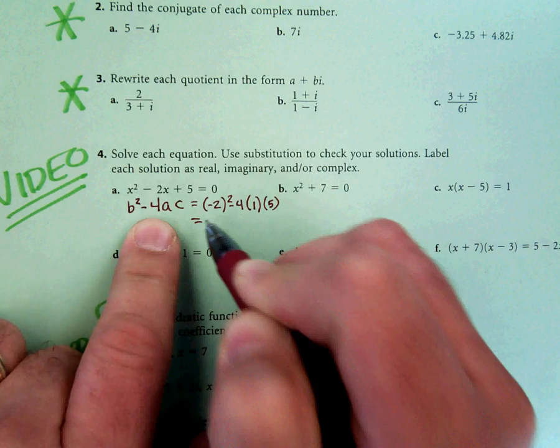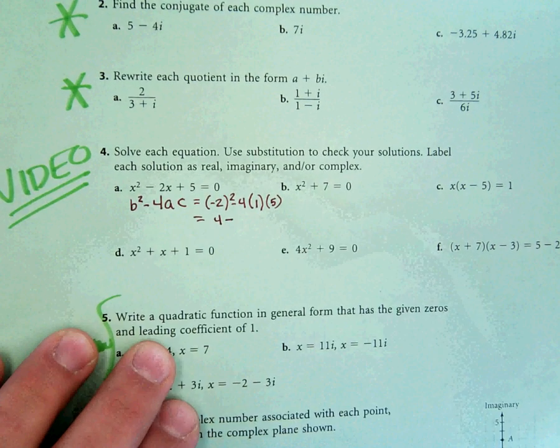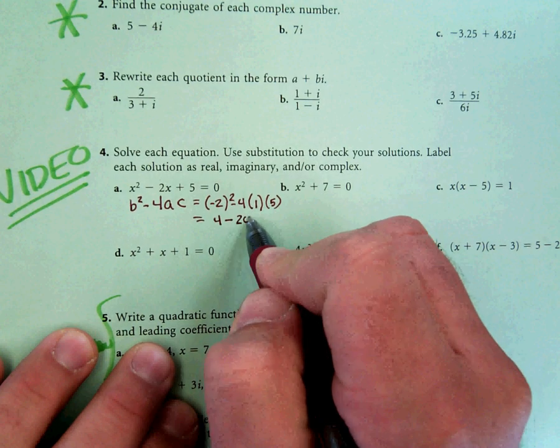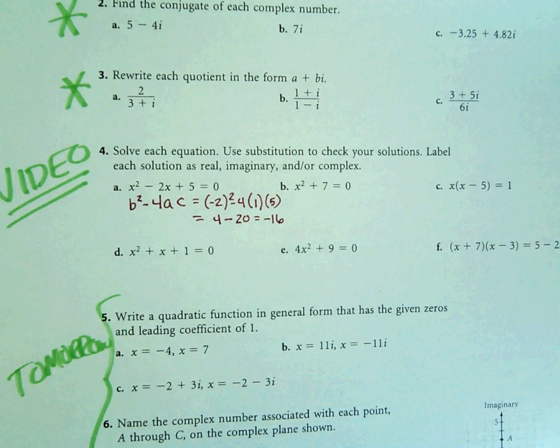When I square B, I get 4. 4AC is going to turn out to be 20. So 4 minus 20 is going to be negative 16. As of last week, we would have said that this equation has no solution. When the discriminant is negative, there are no roots or no solutions.